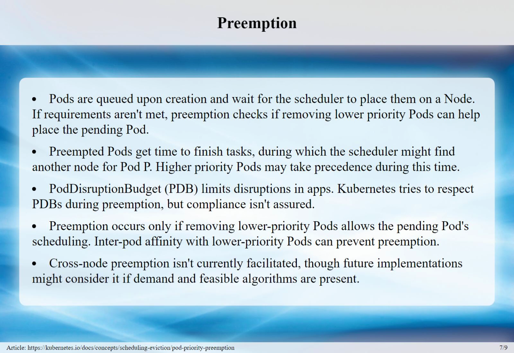Cross-node preemption. Preemption limitations: for pod P to be scheduled on node N, a pod on another node might need removal, which current algorithms don't support. Future consideration: there is potential to develop cross-node preemption in future revisions, pending performance feasibility and demand.